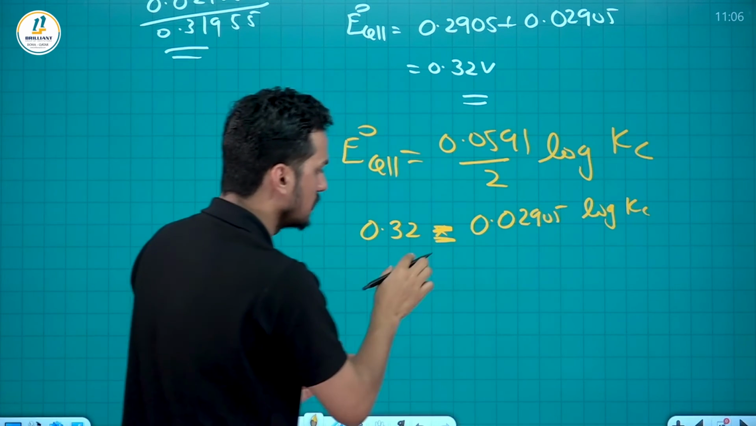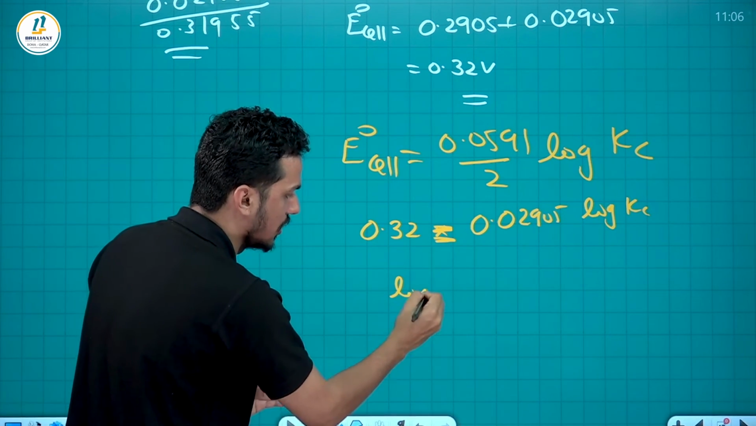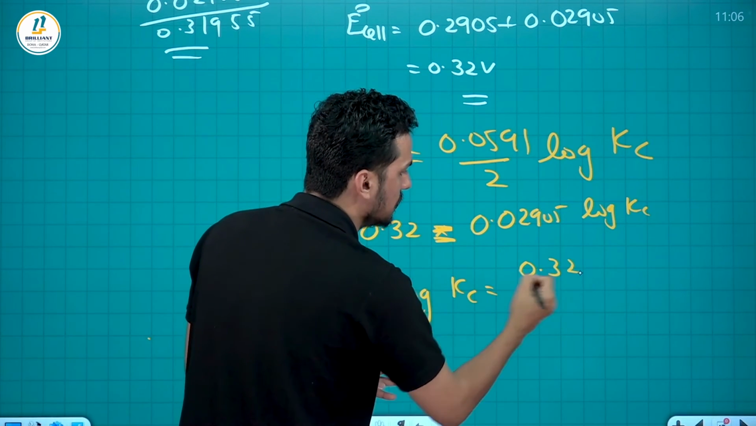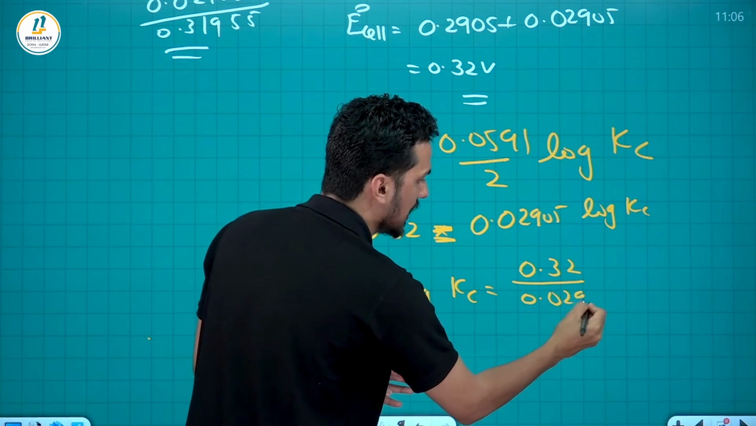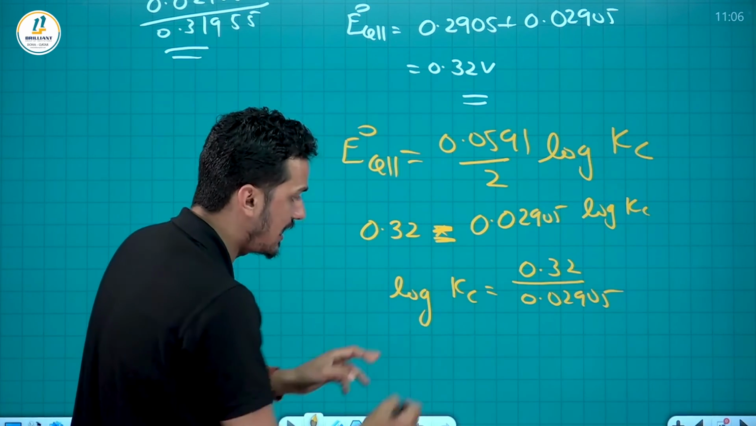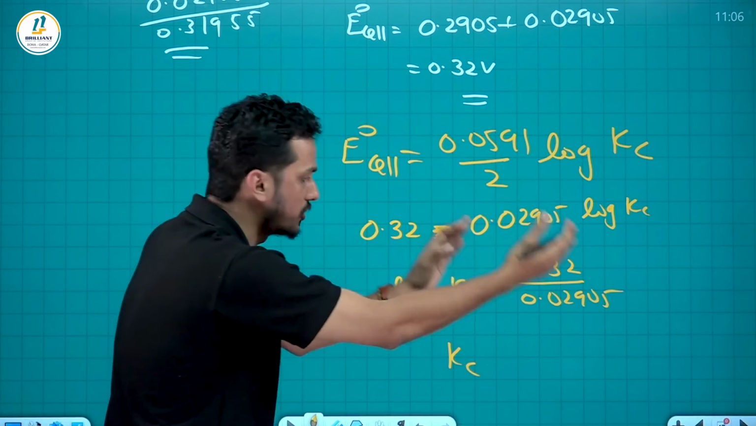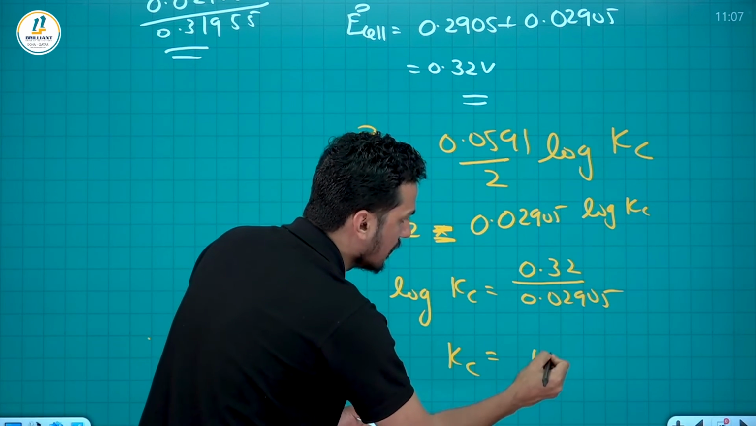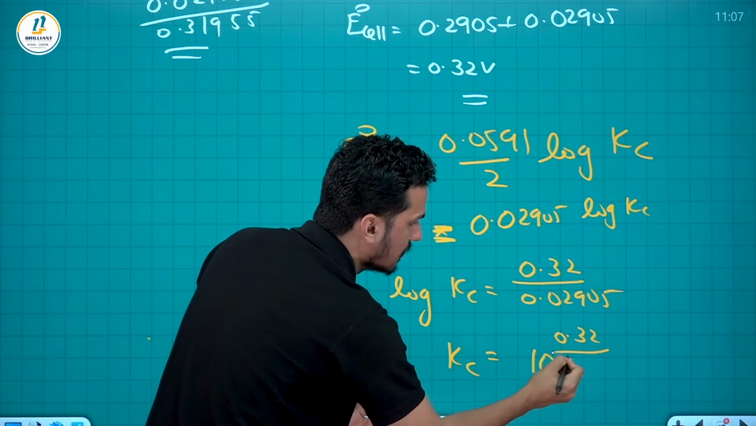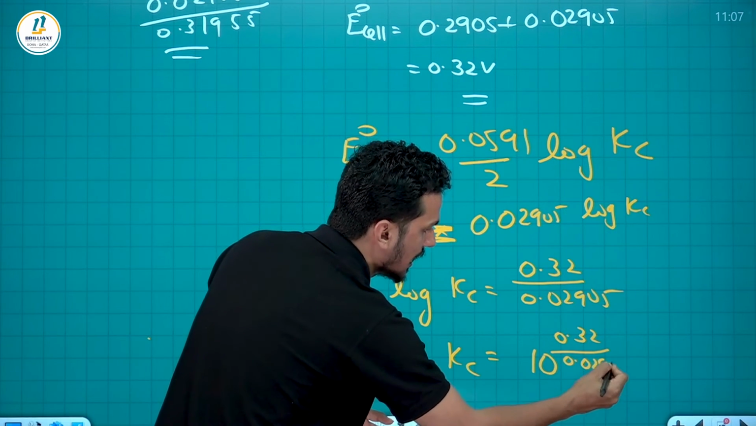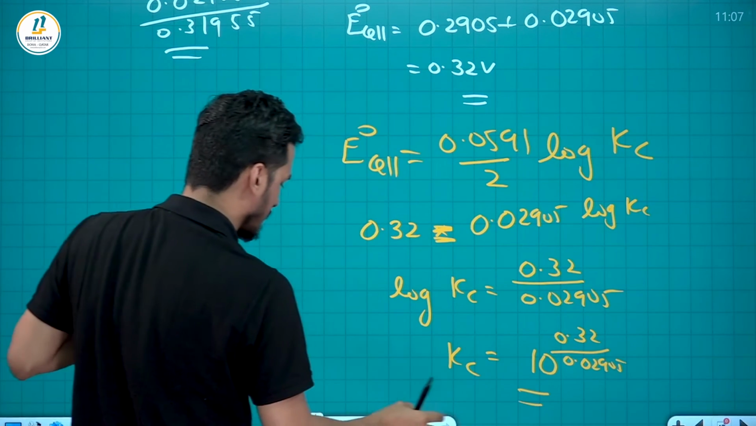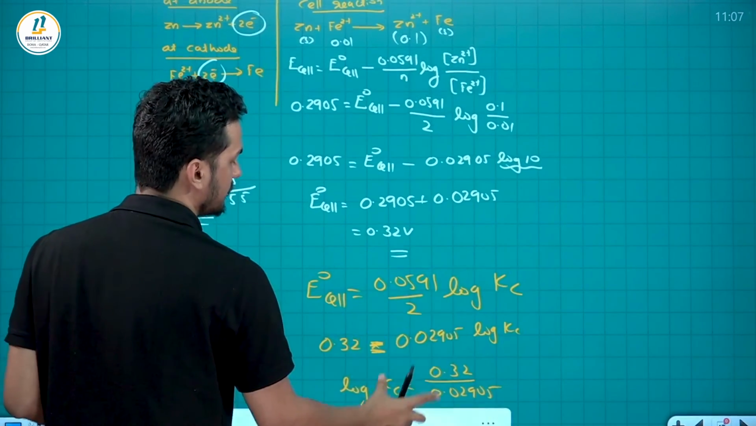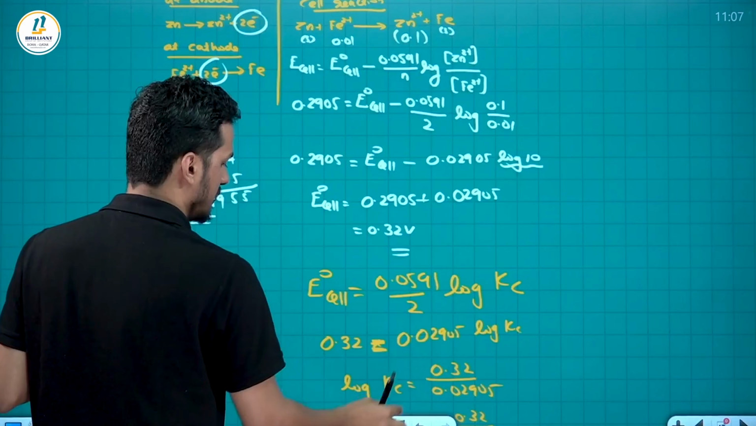I am taking this to the left. So log Kc equals 0.32 by 0.02905. Then Kc equals the antilog, which means 10 to the power 0.32 divided by 0.02905. So we can check, is there any option like that?